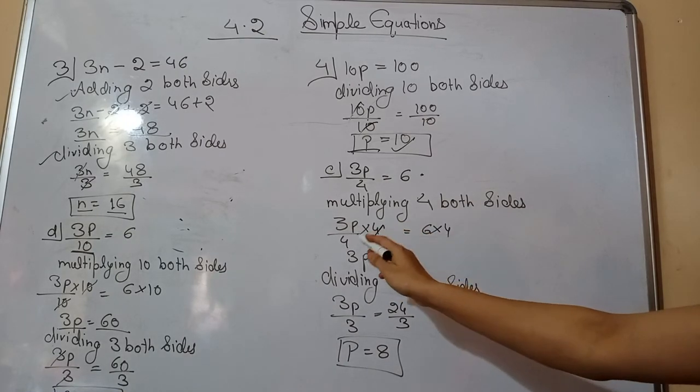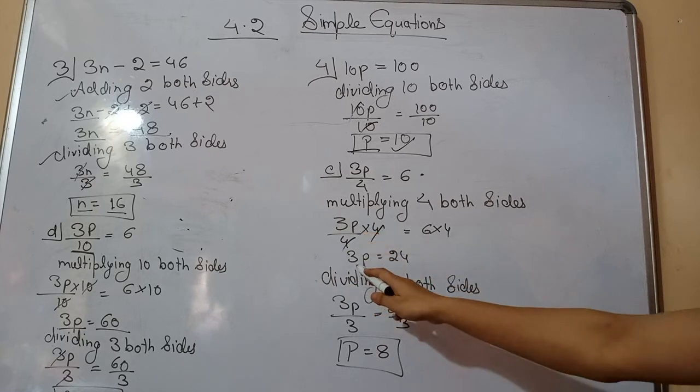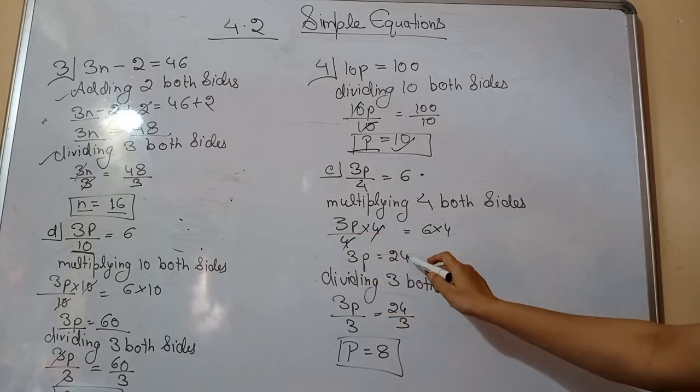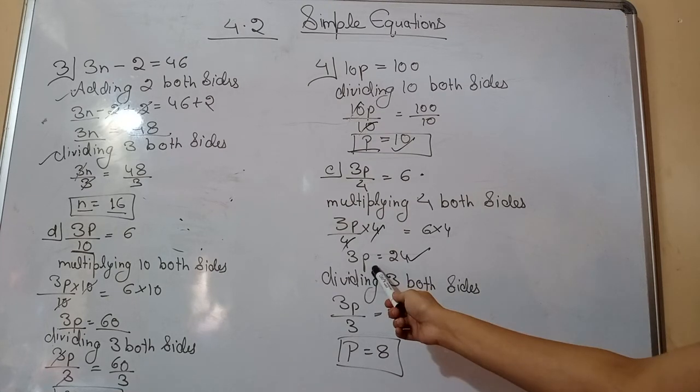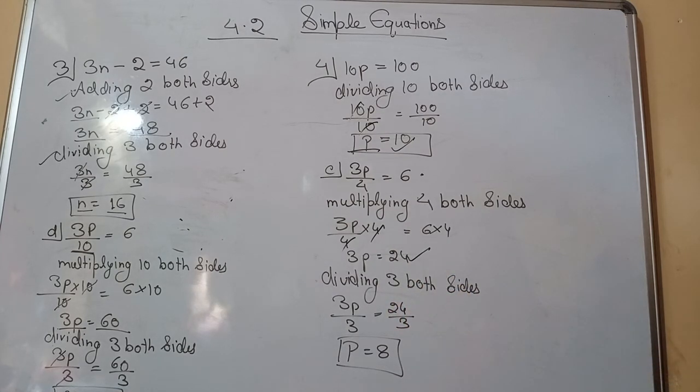Now 4 and 4 cancel out. What is remaining left? 3p remaining left, and 6 4s are 24. Now this is the simplest form. 3 and p are in multiplication. So what is the opposite of multiplication? Opposite of multiplication is divide. So you will divide 3 on both sides. 3p divided by 3, 24 divided by 3. Now here you can see 3 and 3 cancel out. What is remaining left? p, and here 3 8s are 24. So what is the solution for this equation? Solution for this equation is p equal to 8.